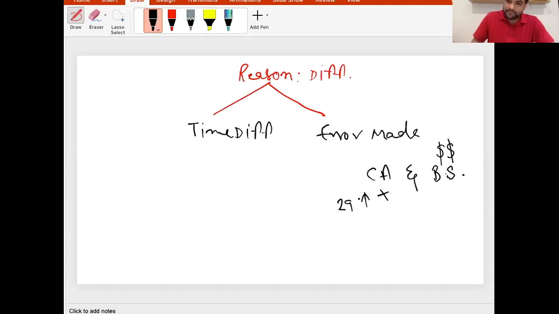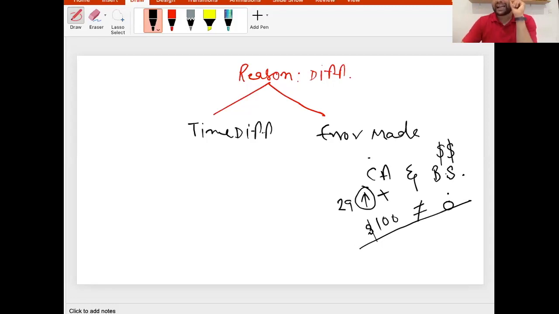So in this period, from my point of view, my cash increases. Let's say $100. From my point of view, my cash increases by $100. But from the bank's point of view, for this period, my cash is zero. So at the end of this period, the balance of the cash book is not equal to the passbook. That's the example of the time difference. That's the meaning of time difference.